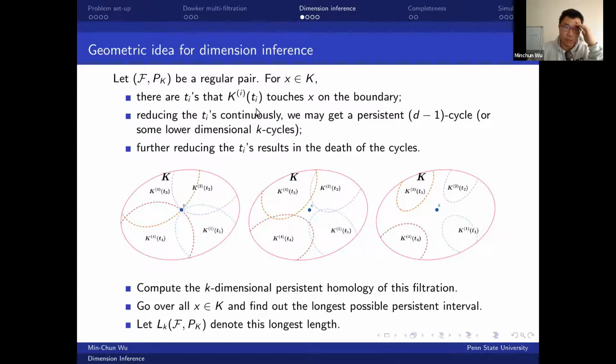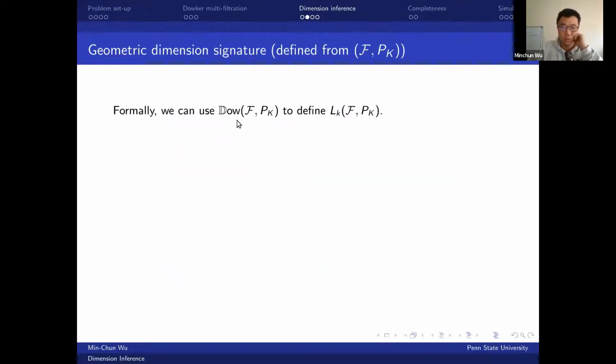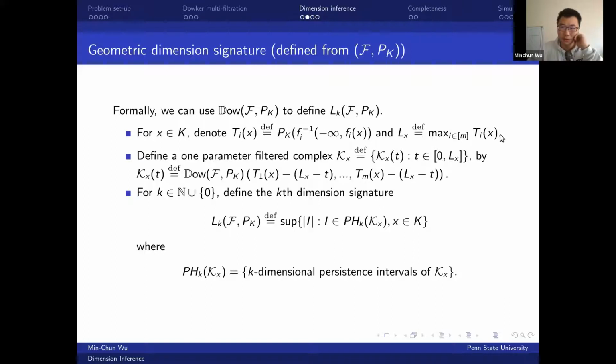This is a construction that we can do with this regular pair. With this regular pair, for each non-negative integer k, we can define L_k(F,K), which denotes the longest possible persistent interval constructed in this way. And because we use the nerve of the collection of these sublevel sets, it is nothing but the geometric Dowker complex we just talked about. So formally, we can use the geometric Dowker complex to define this value. And here are the details. I'm not going to go through these details here because of time constraints. What you need to know is that for each k, we can formally define it using the geometric Dowker complex.